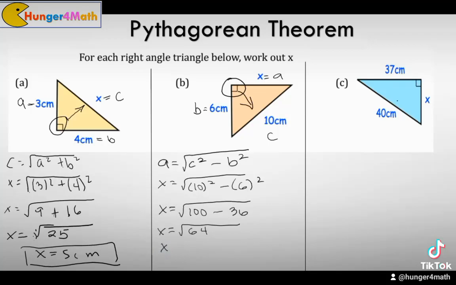Copy x equal, now the square root of 64 is 8, and that will be 8 centimeters for letter B as the value of x.